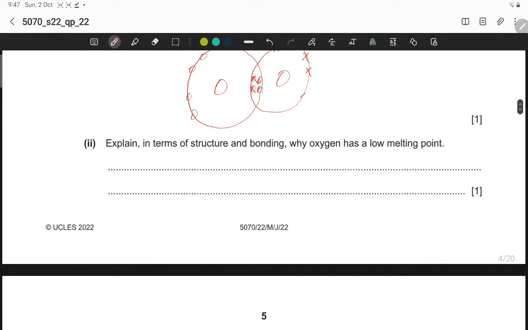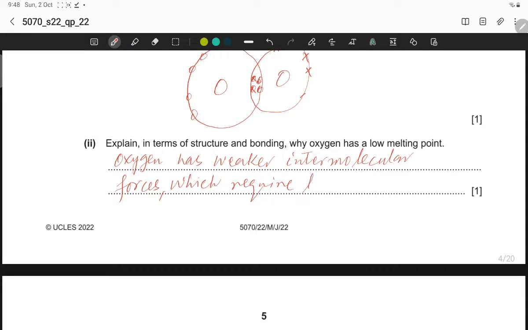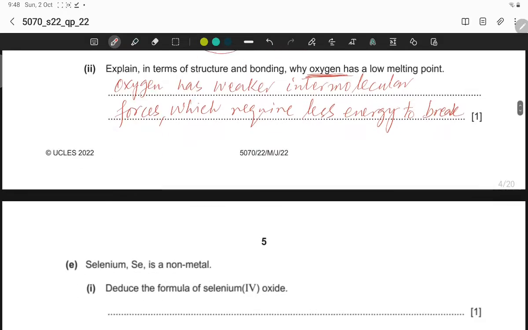Explain in terms of structure and bonding why oxygen has a low melting point. Oxygen has weaker intermolecular forces which require less energy to break. Because oxygen is a simple molecule, and all simple molecules have weaker intermolecular forces which require less energy to break, so it has a low melting point.